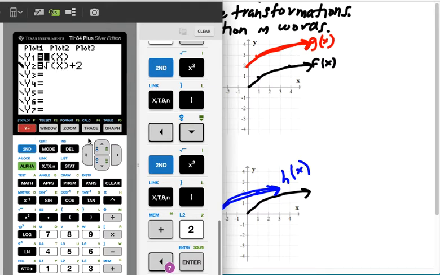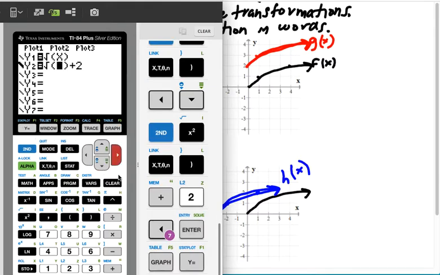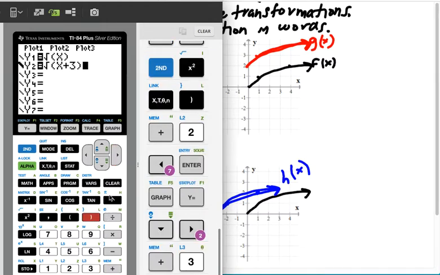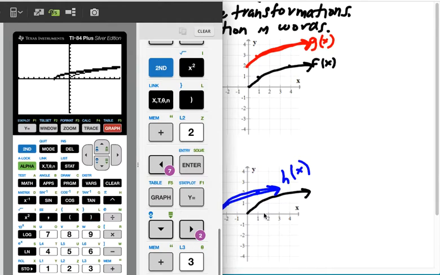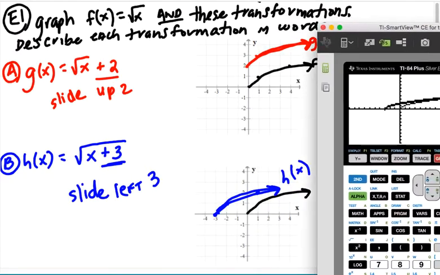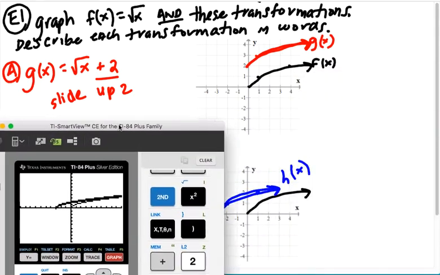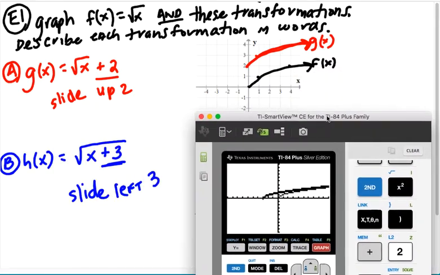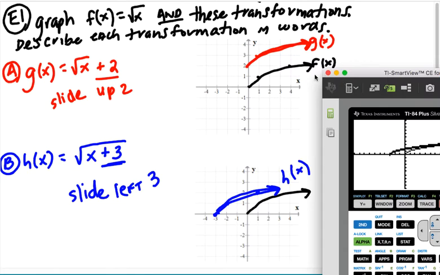If instead I went back to my y equals and I changed this to x plus 3 in parentheses, now you're going to see that this should match my graph that I have for part B, right? So again, just to show you, that's better. Okay, there you can see it. So just to show you that you can confirm this on a calculator, but it's a waste of time.